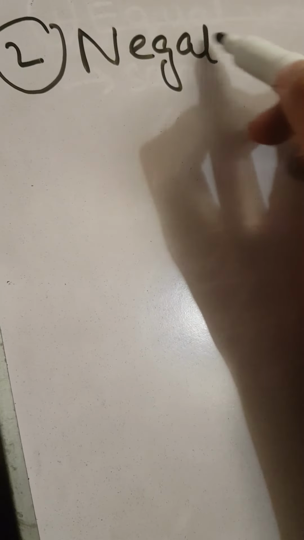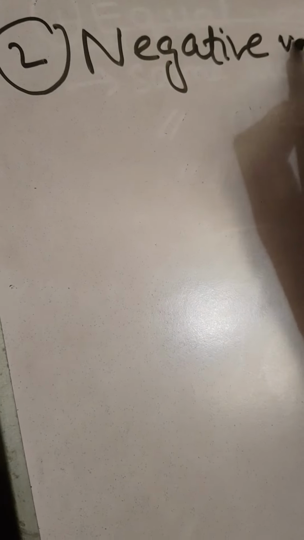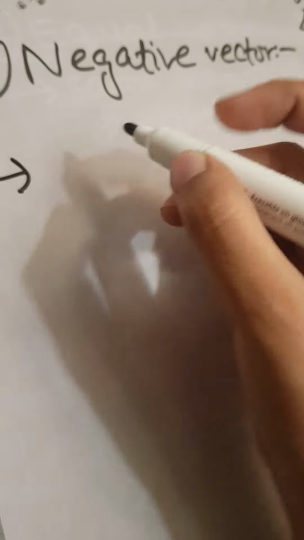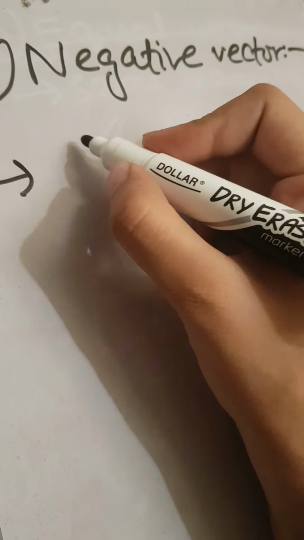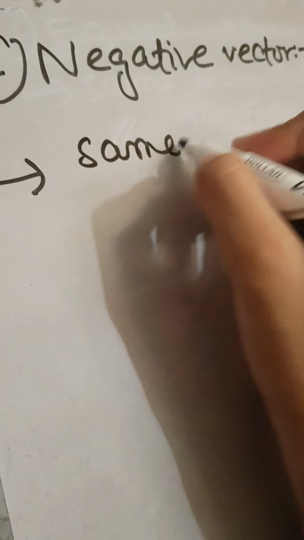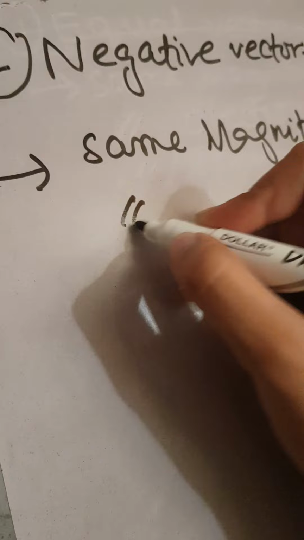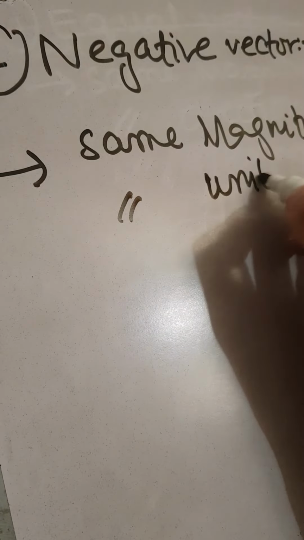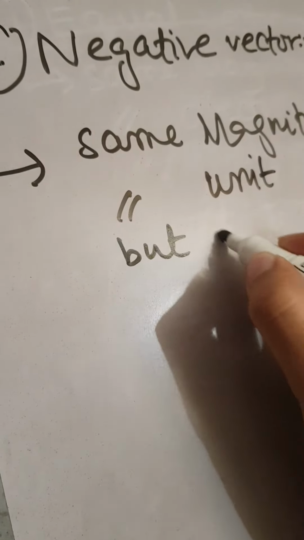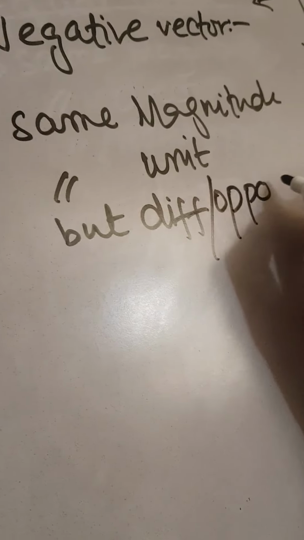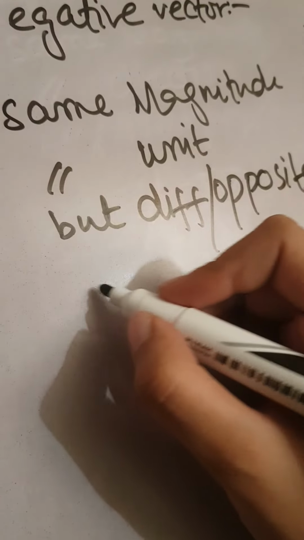The second type that we have is the negative vector. Okay, so what is this? In a negative vector we have the same magnitude and the same unit, but different or opposite direction.